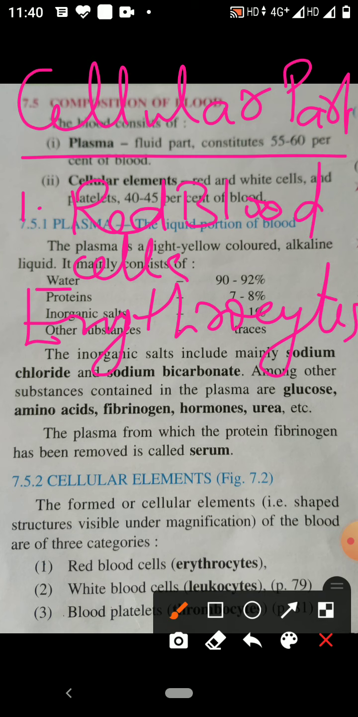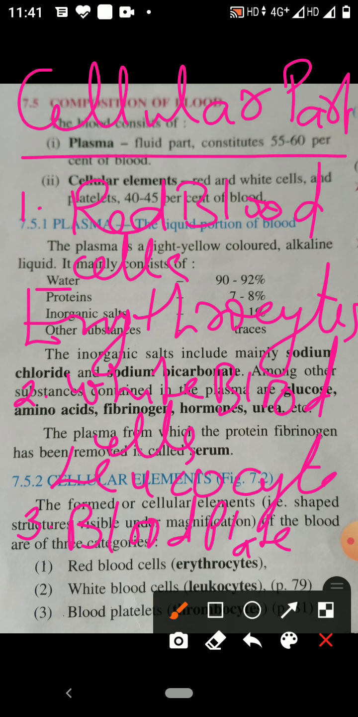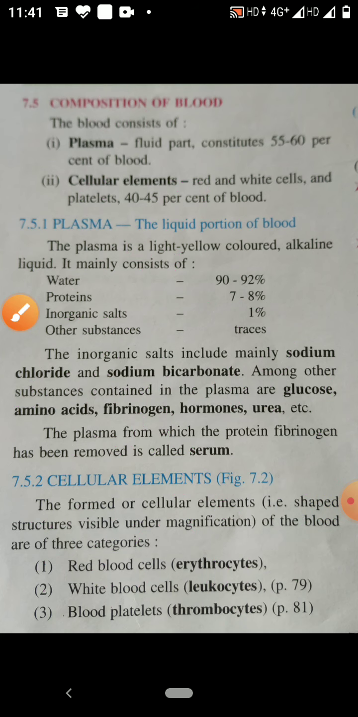Second is white blood cells. That is leukocytes. And third is blood platelets. It is thrombocytes. So these are the three cellular parts of the blood.